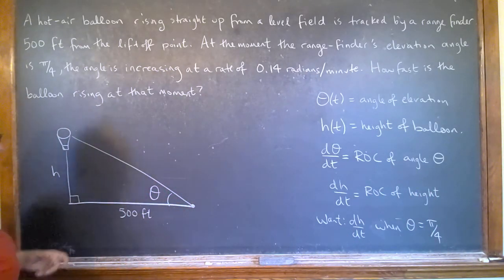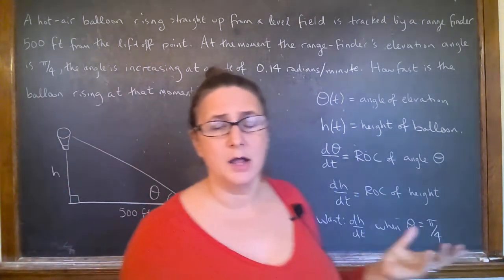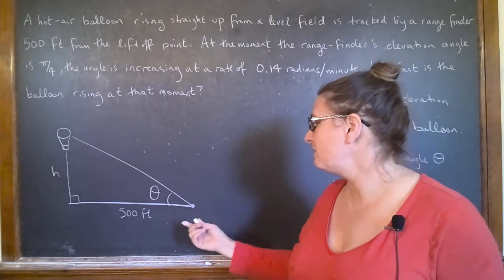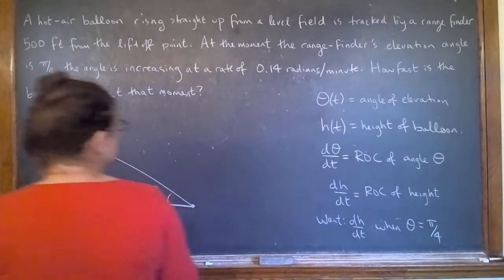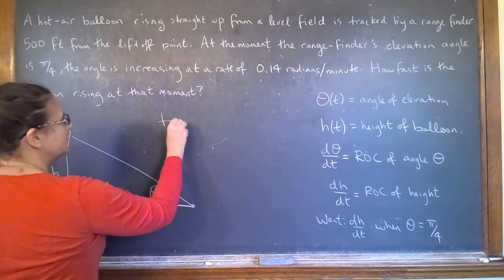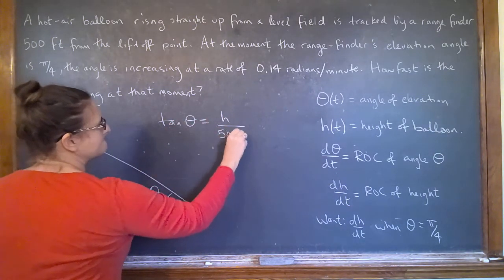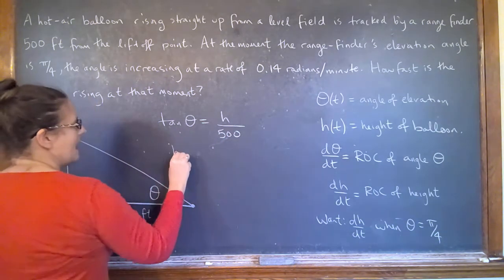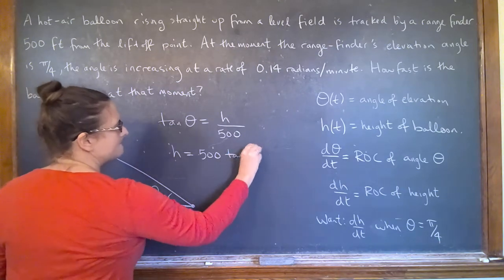So that being said, what's the relationship between theta and h? Well, it's easy, right? Because I have theta, h, and 500. So tangent. Tangent is opposite over adjacent. So for my triangle, I have tangent theta is h over 500. Or if I want, h equals 500 tangent of theta.